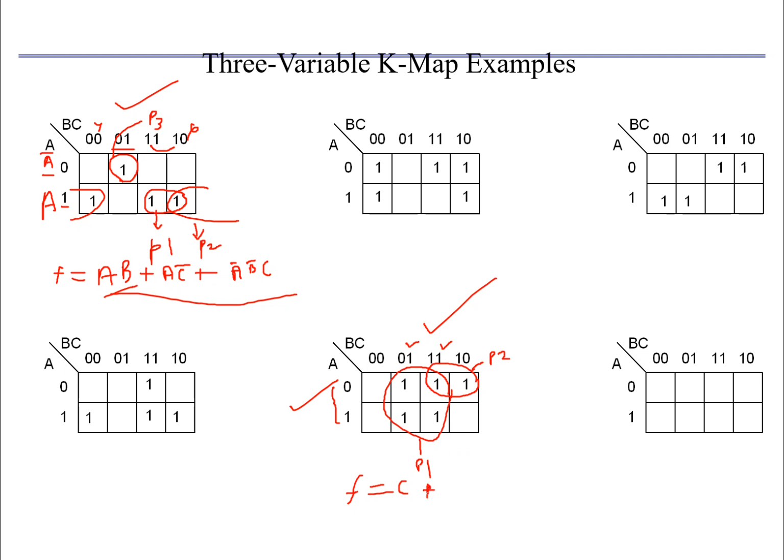This is for the product P1, and for the product P2, your A bar is common, and then your B is common for all these 2 ones. But your C is varying between 1 and 0, hence it is not necessary to write it. So that is turned to 1. Hence the simplified Boolean expression for this function is F is equal to C plus A bar B.